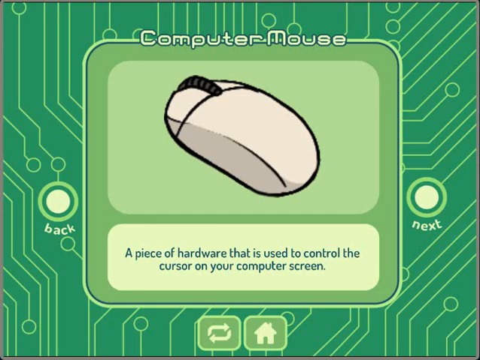The computer mouse is what you use to move and click on the computer. It has two buttons, the right click and the left click. It is a piece of hardware that allows you to control where you're going to move on the computer screen and what you're going to click and drag or move in your computer.